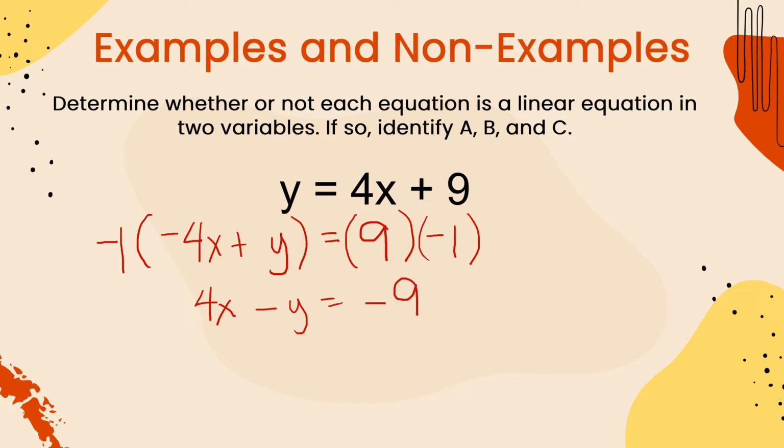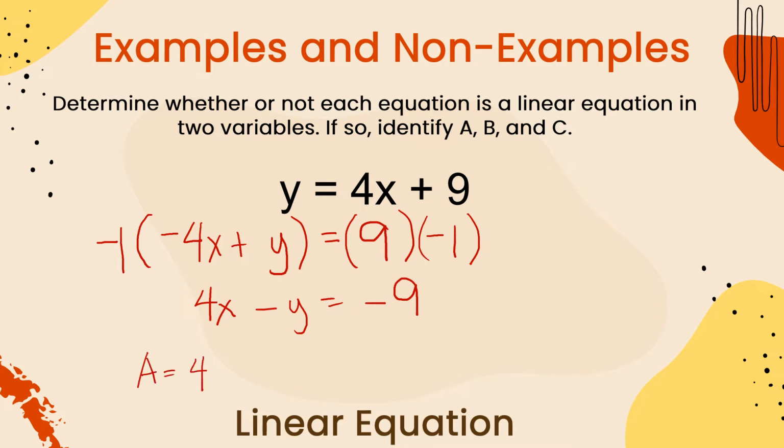So that is actually a linear equation. So the value of a this time is equal to 4, while b is equal to, yes, it's negative 1, and c is equal to negative 9.